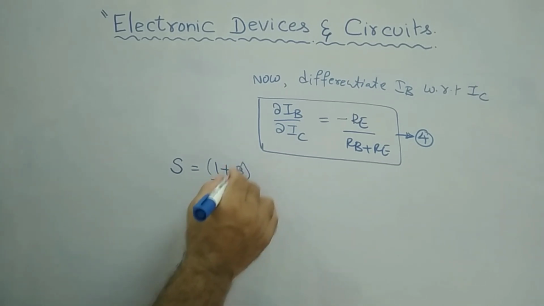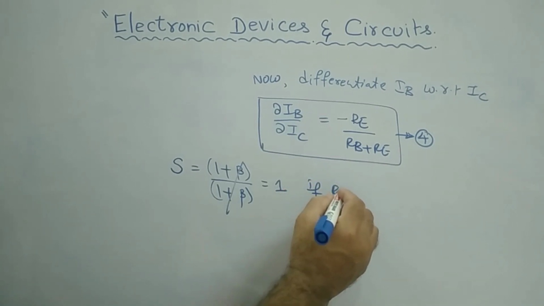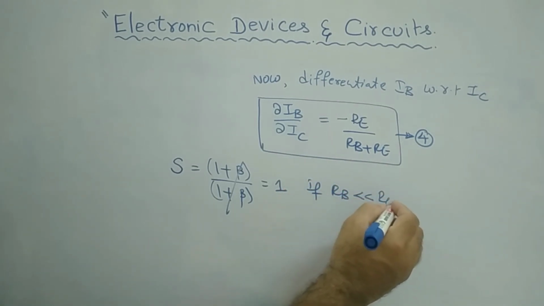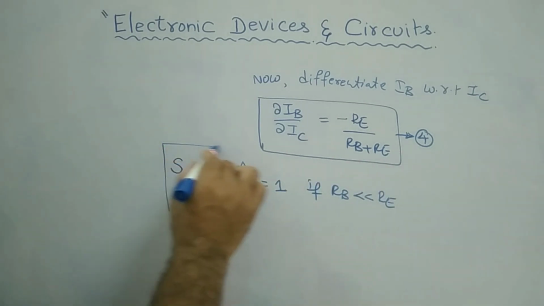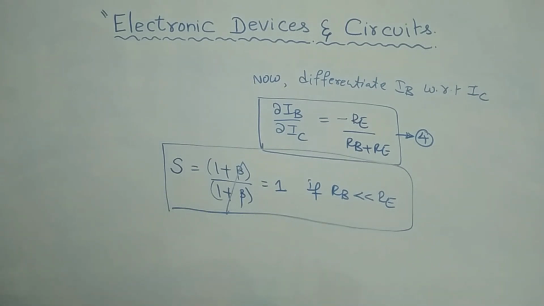So obviously it is equal to 1 if RB is very much less than RE. This is the condition. This is the stability factor for CE self bias, or otherwise emitter bias, also called universal bias or voltage divider bias. I think you understood well, and it is good to finish this derivation here. A little more elaborate expression we will see in the next presentation.